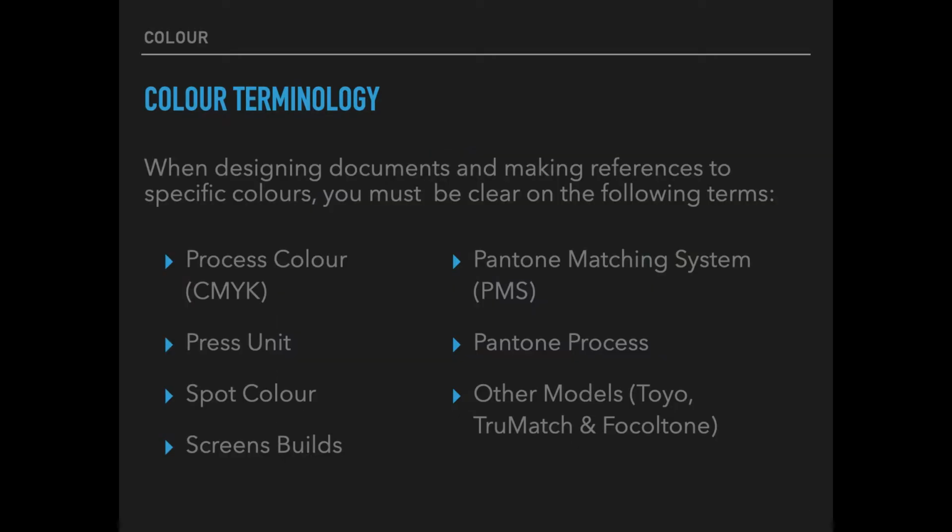Color terminology. When designing documents and making references to specific colors, you must be clear on the following terms: process color, CMYK, press units, spot colors, green builds, Pantone matching system, Pantone process, and then other models like Toyo, True Match, and Focal Tone.